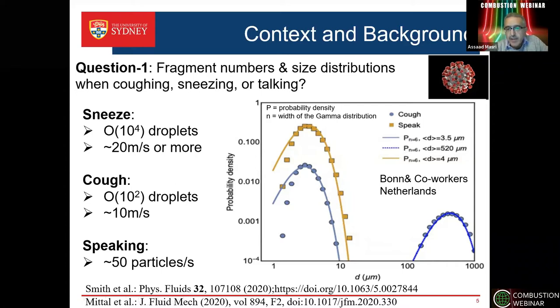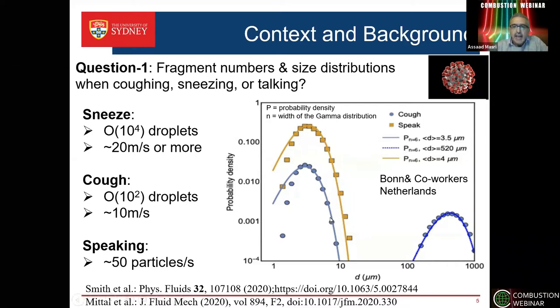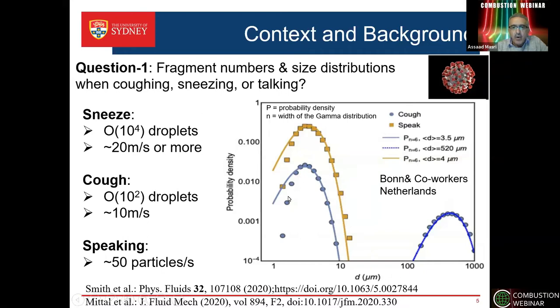And this is a gamma distribution that is shown there. And on the other extreme at the low end, there is also a distribution of droplets that are of the order of about three microns. And these droplets tend to be suspended in the air for a longer period of time. And the ones that actually drop within about 1.5 meters are the larger fragments.